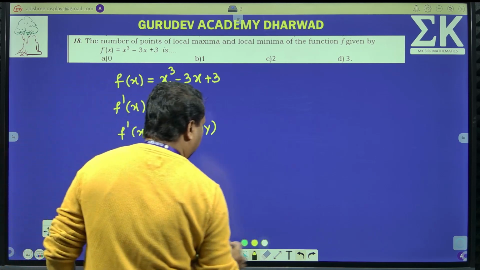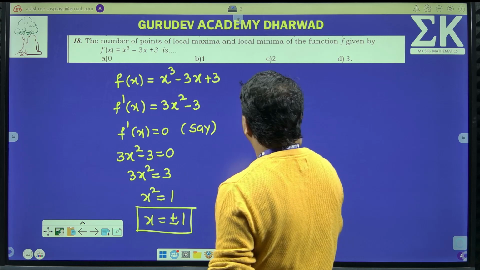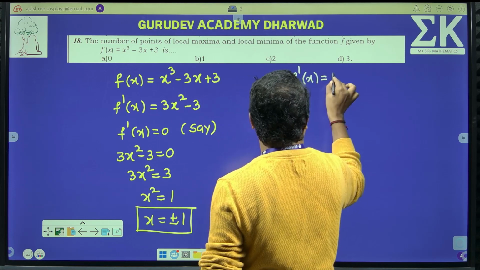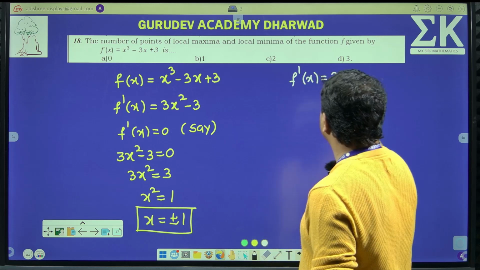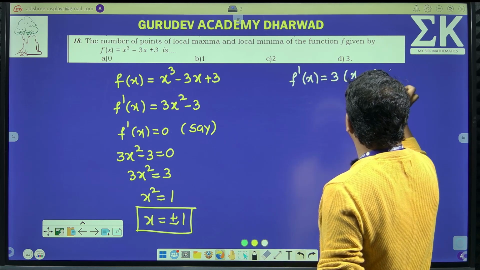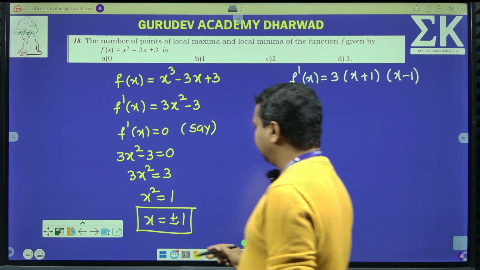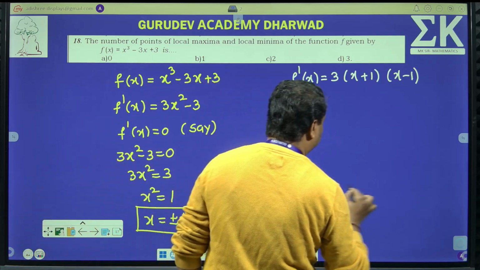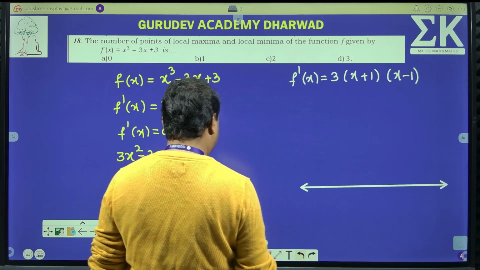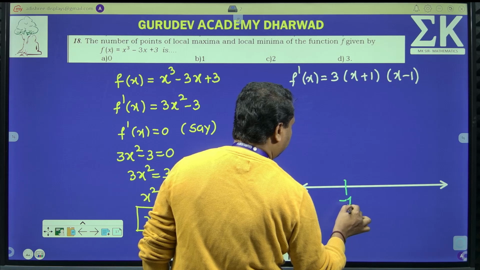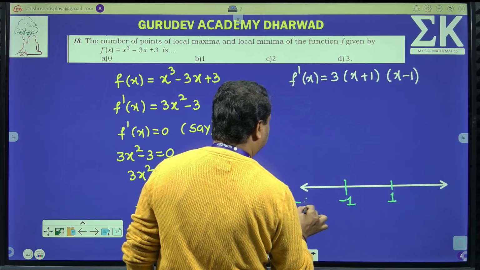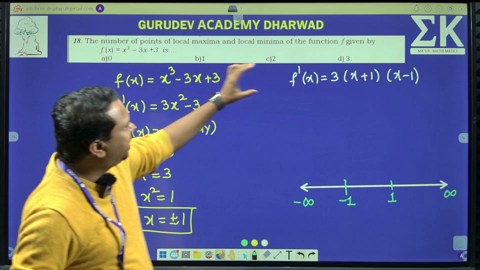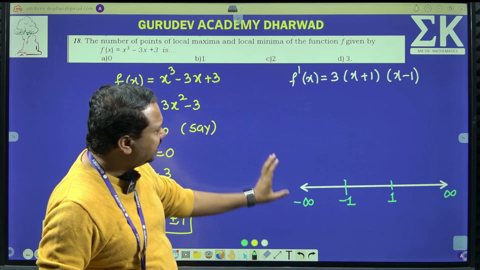Now, you have to understand the behavior of the derivative, that is f dash of x, right? If you observe carefully, I can take 3 common. What is left in the bracket? x square minus 1, which I will write as (x plus 1) into (x minus 1). So understand we have got 2 points, plus and minus 1. Consider minus 1 and plus 1, minus infinity and plus infinity. You need to understand the behavior of the derivative, that is the tangent, in the neighborhood of these points.